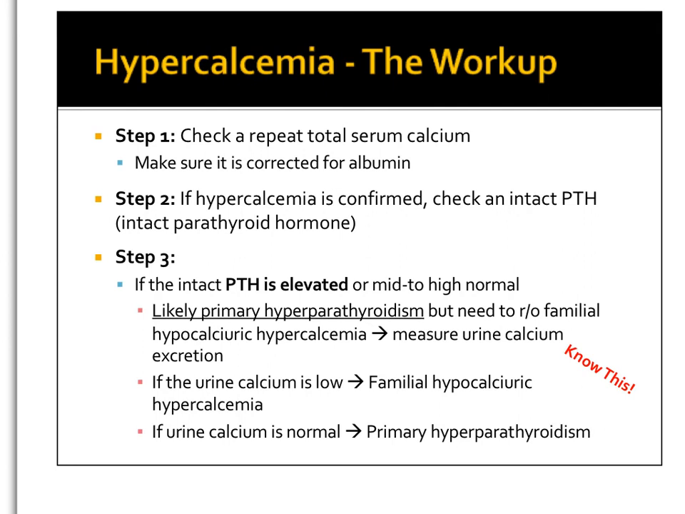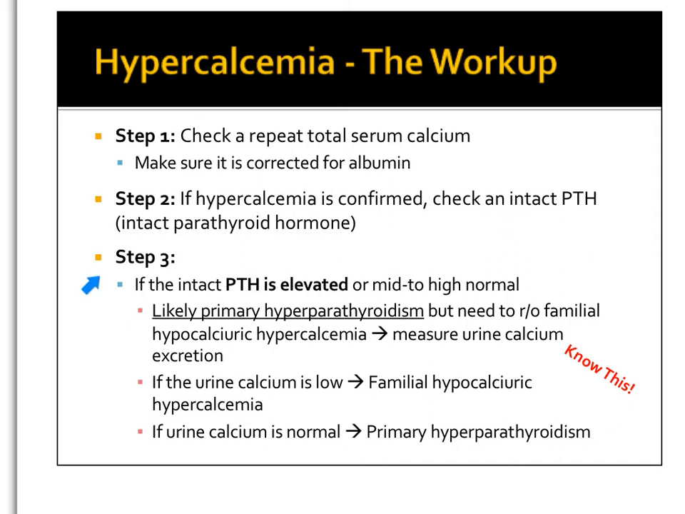So let's break this down for you in how the workup kind of comes into play. Step 1, check a repeat total serum calcium level. Make sure it's been corrected for the albumin. If something doesn't seem right, you could always get an iCal, but really, if the calcium's high, first step is to repeat it. Step 2, if the hypercalcemia is confirmed, then the next test you want is an intact PTH.